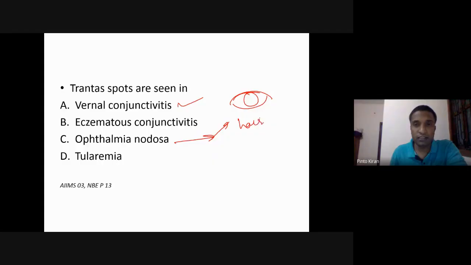When caterpillar hairs get impacted within the conjunctival sac or in the hair follicle, that results in an immune reaction, that is known as ophthalmia nodosa.